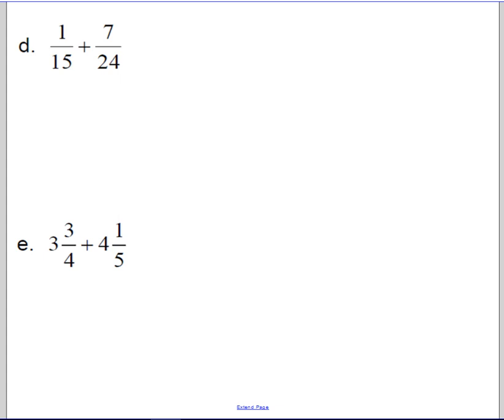Now let's look at another couple examples. Here we are getting into some larger denominators. We have 15 and 24. And so if at all possible, I really don't want to have to multiply 15 times 24 to be able to get our common denominator. So let's actually take a look at using prime factorization to be able to find out what our least common denominator is.